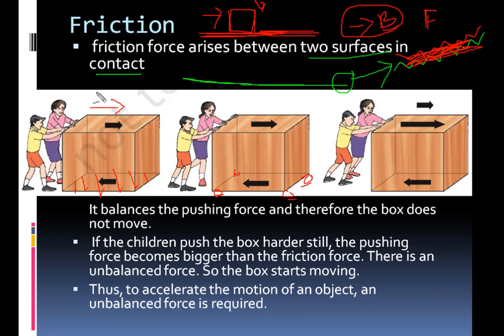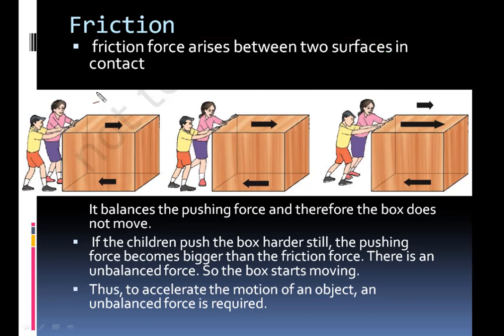You have applied, let me clear the screen first. So force is a vector quantity. You have applied a certain amount of force in this direction. Even after application of this force, the body is not moving. That means there is some other force which is the same in magnitude but opposite in direction that cancels the applied force. Now this force is known as friction force.